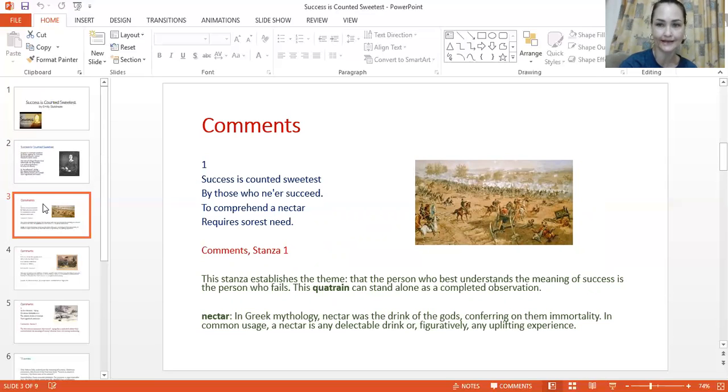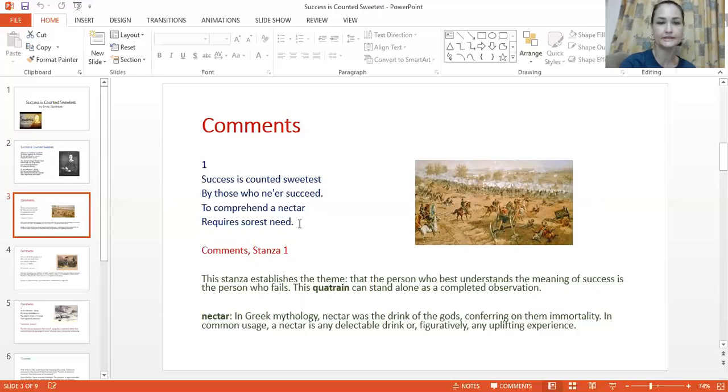The poem is about success and how different people perceive success, how they feel it. And according to Emily Dickinson, success is counted sweetest by whom? By those who never succeed, by people who are considered failures, who fail in their endeavors. So then they appreciate success the most. Now, the third and the fourth lines of this quatrain develop this idea. They elaborate on it. Look, to comprehend the nectar requires sorest need.